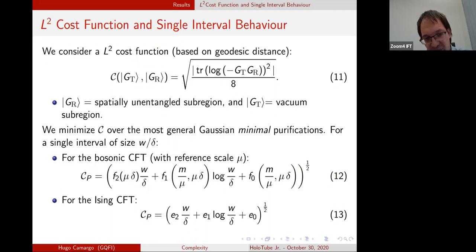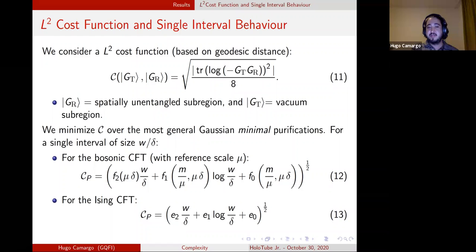But you think there is a choice of reference scale so that you can also reproduce the holographic? Or you say we have to somehow still modify our proposals on the holographic side to have these features?